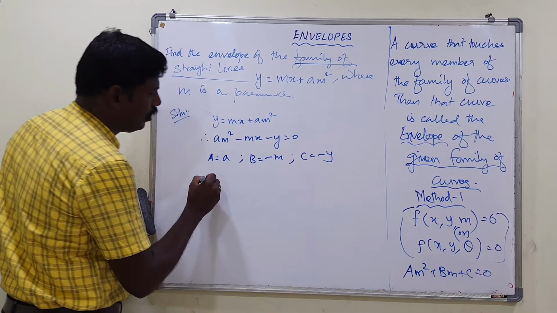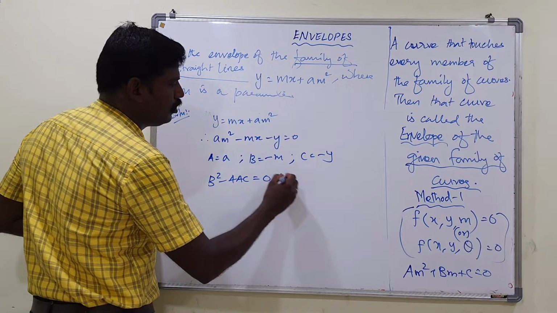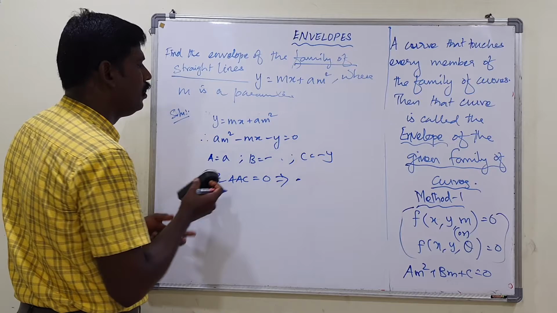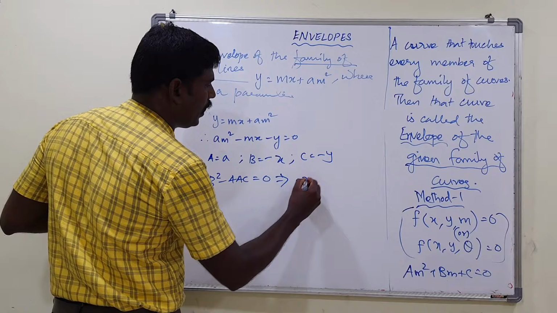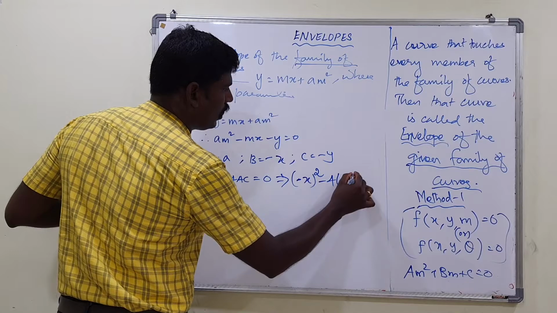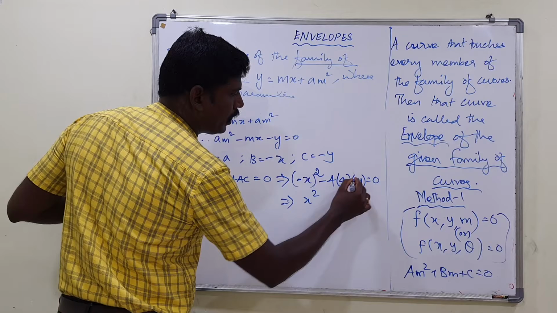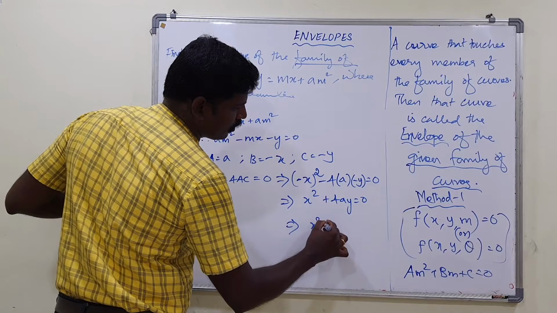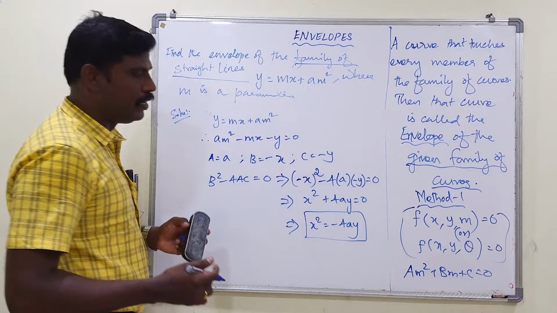So what is the formula to find the envelope of the given family of curves? b square minus 4ac is equal to 0. What is b? The coefficient of m is b. So minus x is the value of b. So minus x the whole square, b square, minus 4 into what is a? A. What is c? Minus y equal to 0. This implies x square plus 4ay equal to 0, right? Or we can write it as x square is equal to minus 4ay. This is also a parabola opening downward, isn't it? Right? So this is the envelope of the given family of straight lines.